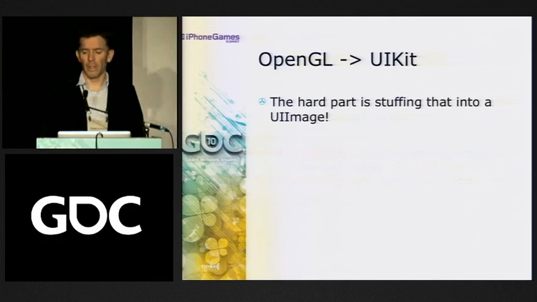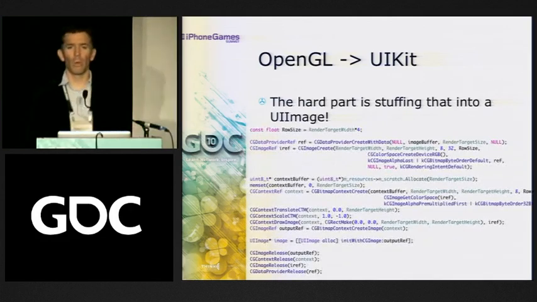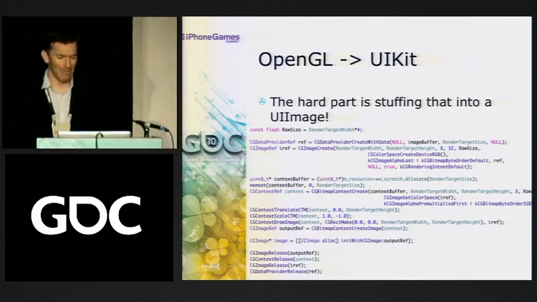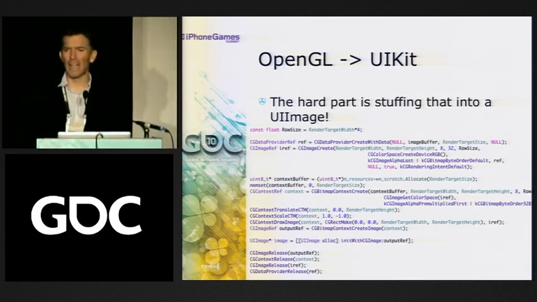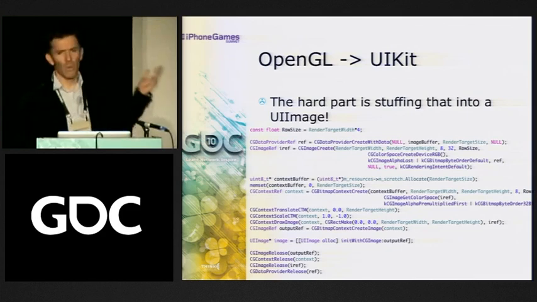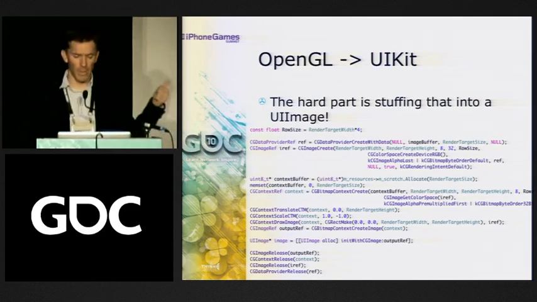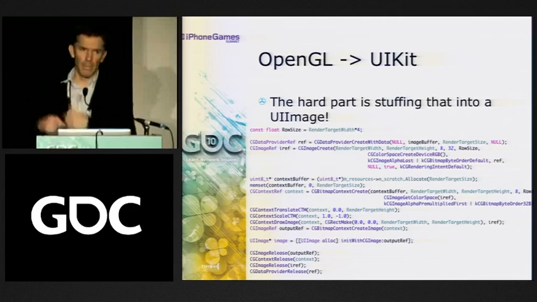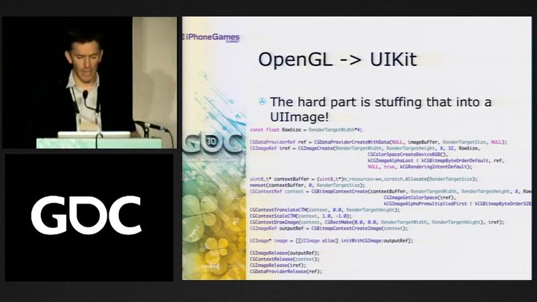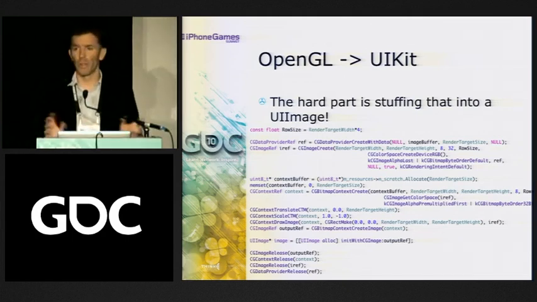The tricky part is actually stuffing those pixels into a UIImage. I don't expect you to even read that right now, but you can look at the slides online. Primarily, there are two things going on in there. There's the color space conversion, and then there's a vertical flip. That's the tricky part. But once you do that, you have a UIImage, and then from there you can go anywhere. You can stuff it in a button. You can save it as JPEG. You can do whatever you want.